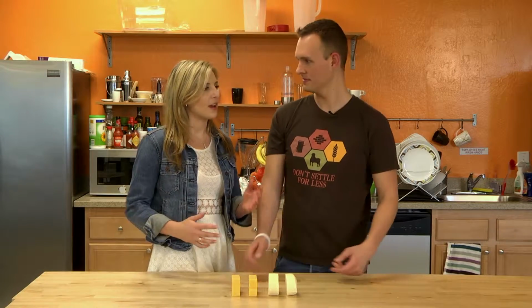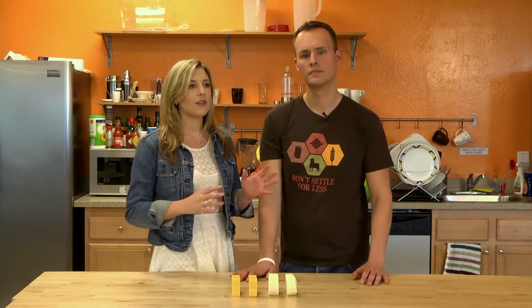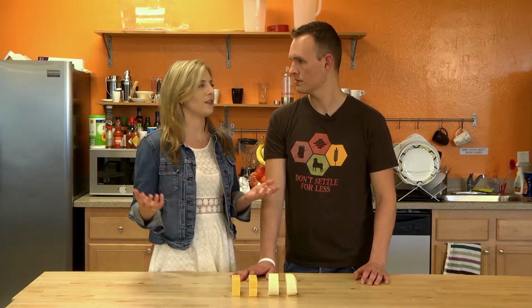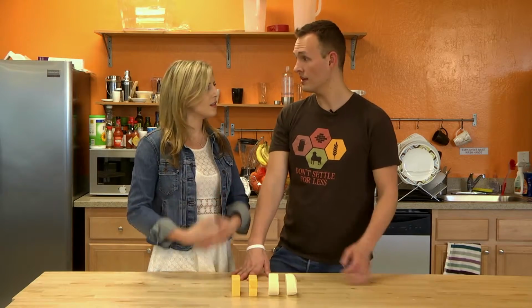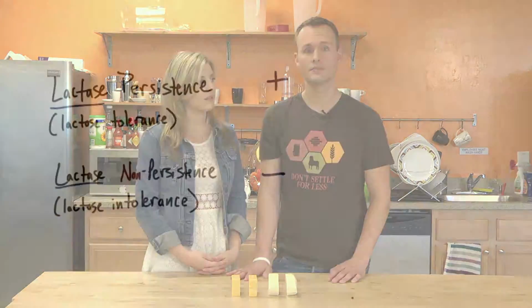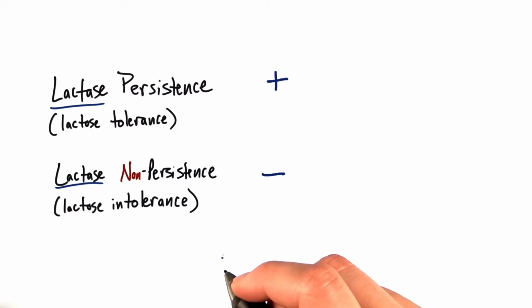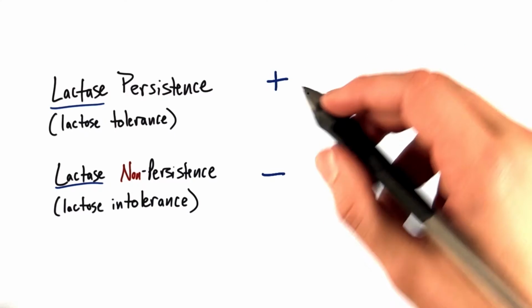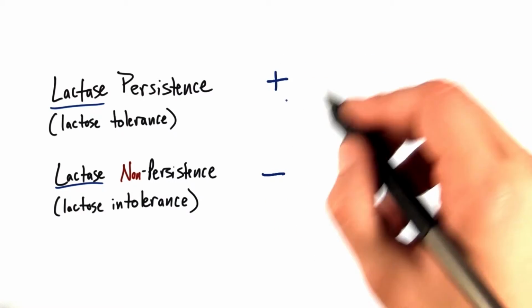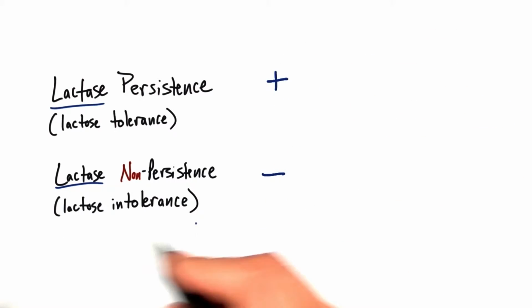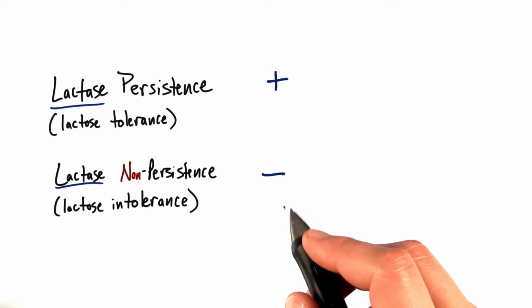So I understand how I can have different phenotypes, but I can't really keep straight which alleles cause which phenotypes. That's a really good point, and there's actually a good solution for it too. We can actually symbolize which allele causes which phenotype. For example, we can symbolize lactase persistence with the plus sign or the positive sign here, and lactase non-persistence with the minus sign or the negative sign.